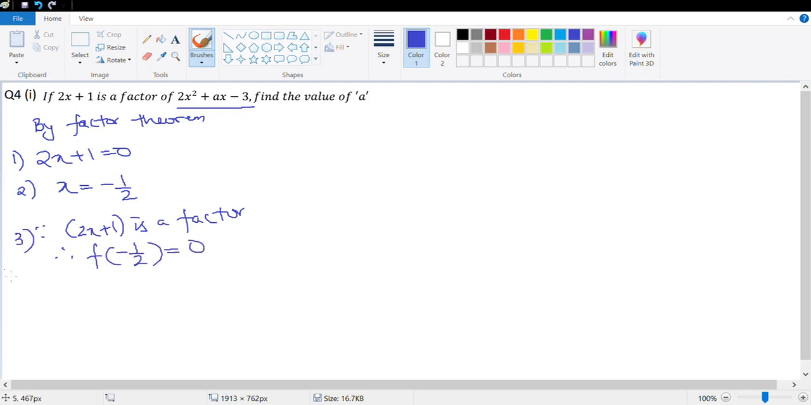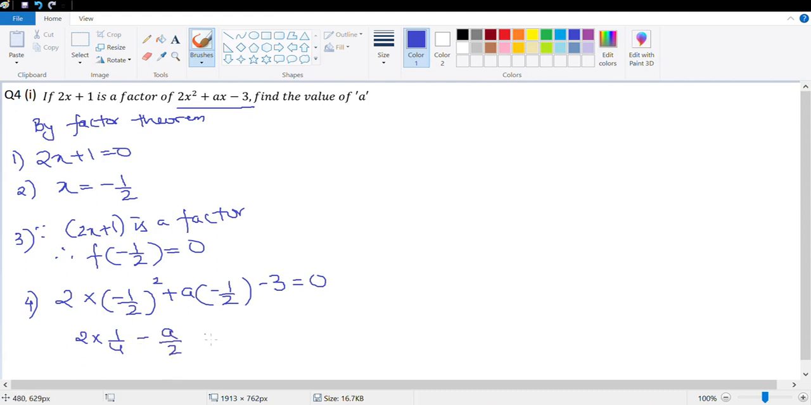Next, let's find the value of the polynomial when x is equal to negative half. So 2 times negative half whole square plus a times negative half minus 3 is equal to 0. The value of the polynomial when x is equal to negative half will be 0 since 2x plus 1 is a factor. Let's go ahead and find the value. So this will be 2 into 1 by 4 minus a upon 2 is equal to 3. I have taken 3 on the other side. Let's see what we get.